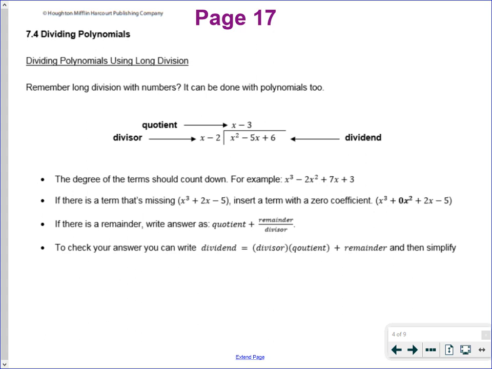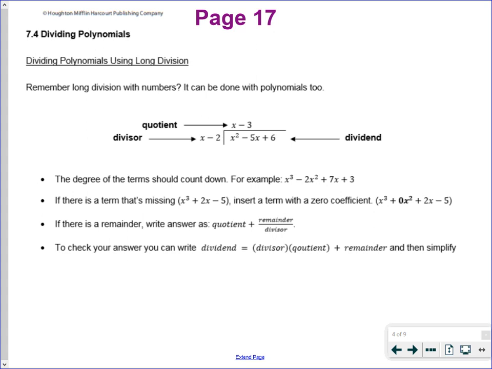How's it going, guys? In today's video, we're going to be going over 7.4, day 1, dividing polynomials using long division. If you need a quick reminder on long division, I'm sure you can go on YouTube and find many videos that give you a quick rundown of how to do long division. In this video, I want to focus really on just using long division with polynomials.